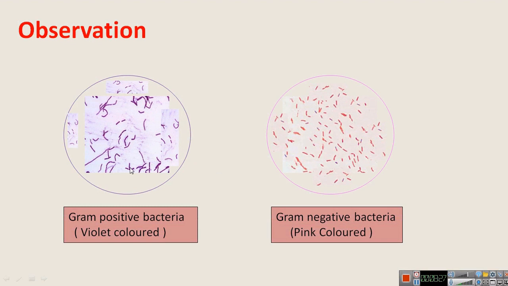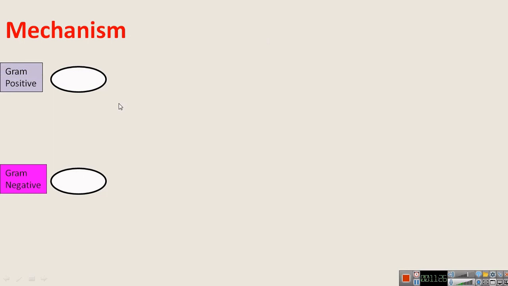If you see violet colored bacteria, then you will say them as Gram-positive bacteria, and if you see pink colored bacteria, then you will say them as Gram-negative bacteria. Now we will see the mechanism of Gram staining. That means why Gram-positive bacteria appear violet in color and Gram-negative bacteria appear pink in color. I already have told you that this is due to the difference in the composition of the cell wall of Gram-positive and Gram-negative bacteria. Now suppose here there are two types of cells. One is a Gram-positive bacterial cell and another is a Gram-negative bacterial cell.